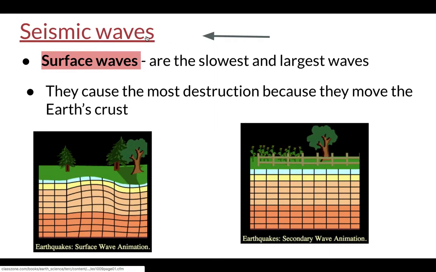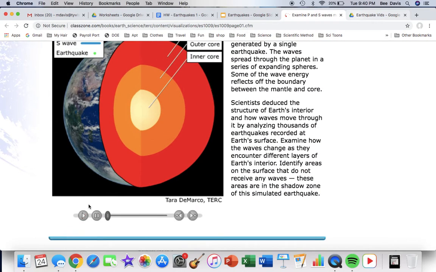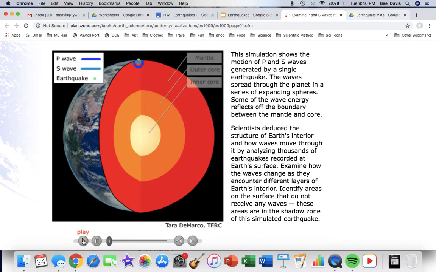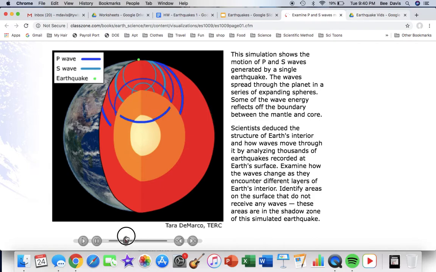So here, this was the animation that I showed you in class. So you can just maybe take a look at it again. And you can see the P waves, they go through the solid and the liquid outer core, but at different speeds. And you can also see, let me move that back, the light blue bounces right back as soon as it hits that liquid.